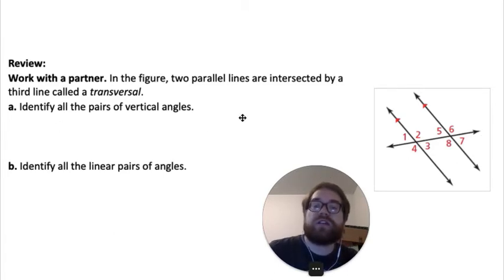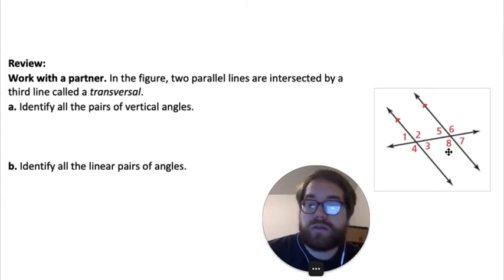For identifying all the pairs of vertical angles, remember, vertical angles are formed when two straight lines are crossing, and they're formed by two pairs of opposite rays. So angles 1 and 3 here are vertical to each other. Angles 2 and 4 are vertical to each other. 5 and 7, and 6 and 8. Those are vertical angles. You can go back to our first unit to make sure you know what those are.